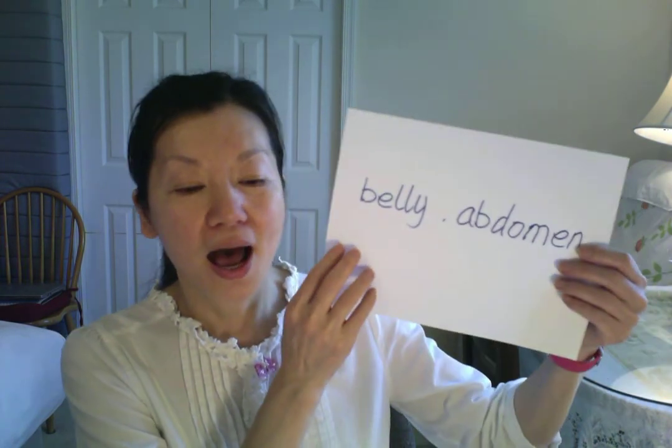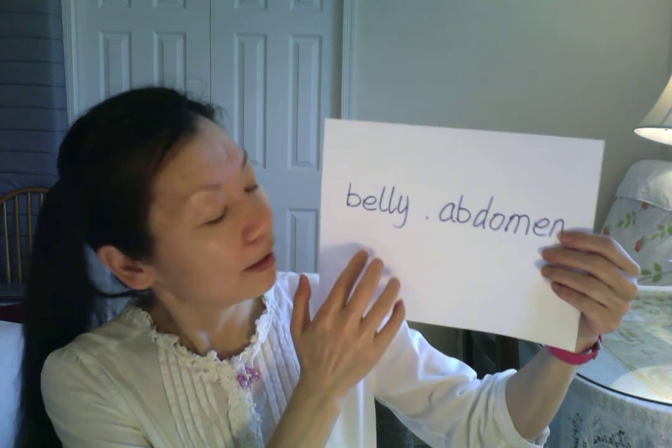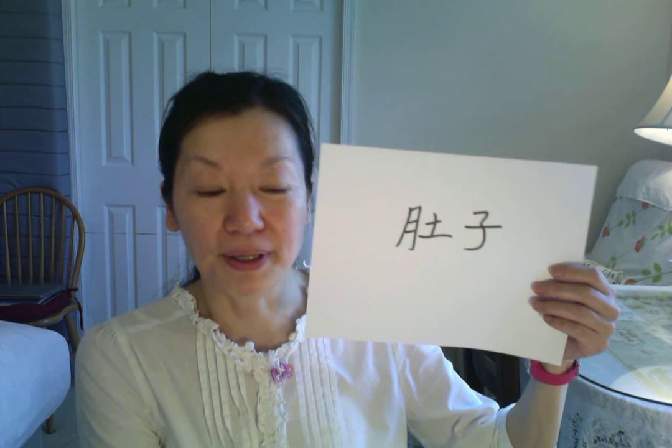Okay. Next one, let's see. Body. Okay. You see body. Okay. Abdomen. Abdomen and the body. In Chinese, we say 肚子. Yeah, one more time here. 肚子. One more time. 肚子. Abdomen. 肚子. Body. 肚子. Abdomen. 肚子. Body.